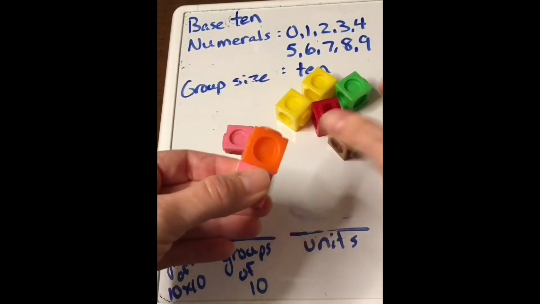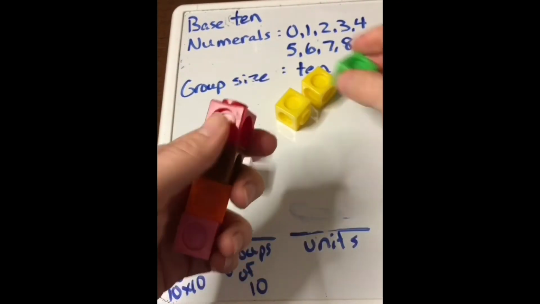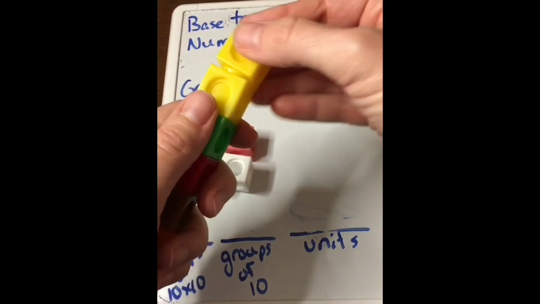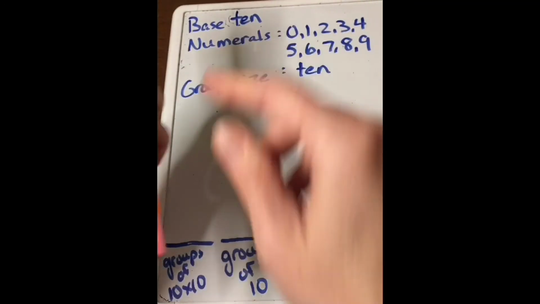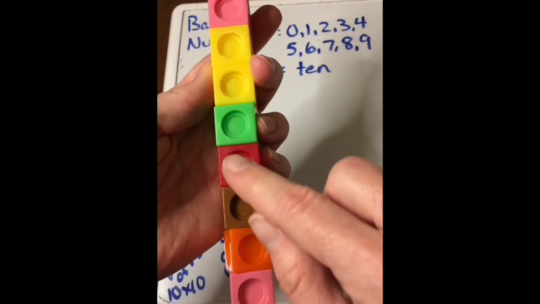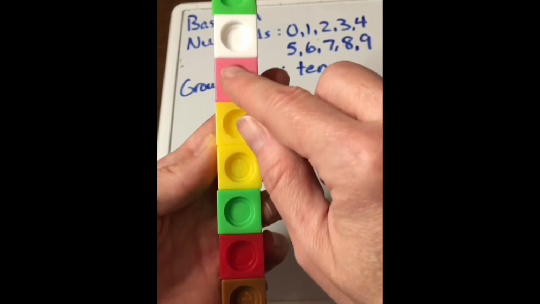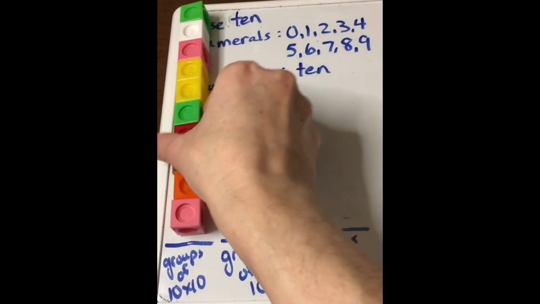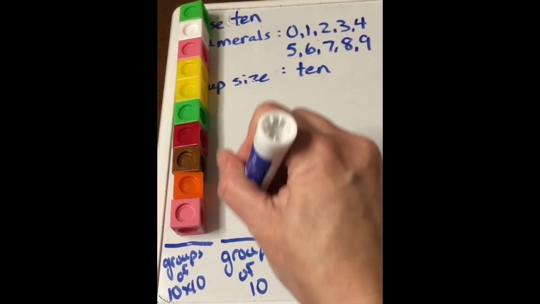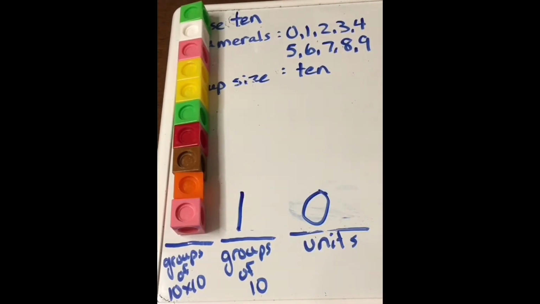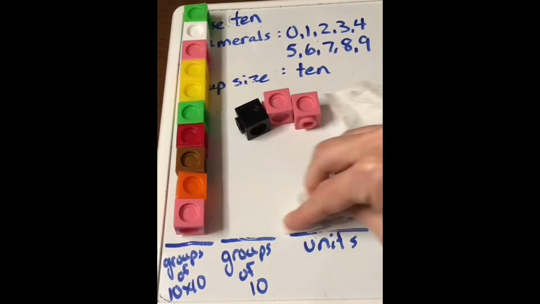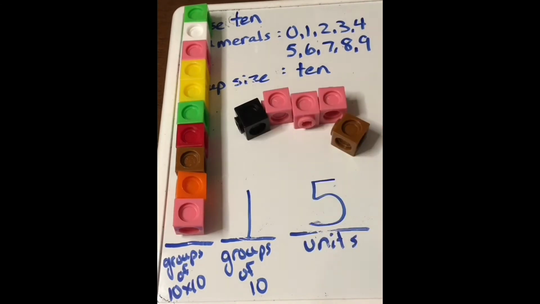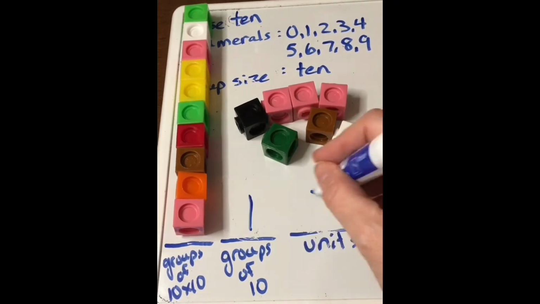So what we do is we group all 10 together. Our group size is 10, remember, and once we have 10, we form them into a single group. Here we have 1, 2, 3, 4, 5, 6, 7, 8, 9, 10 in our group. So we record one group of 10 and no units. Then we can continue on adding one unifix cube at a time and recording one new numeral in the units place.